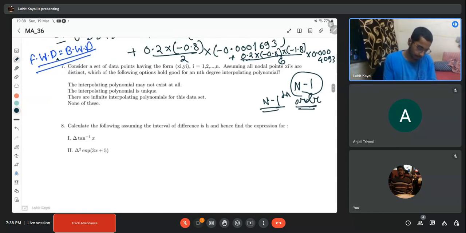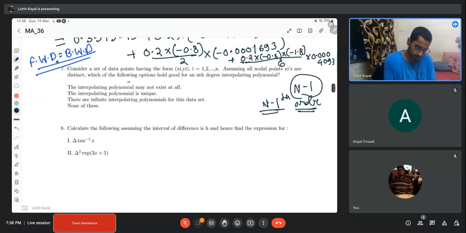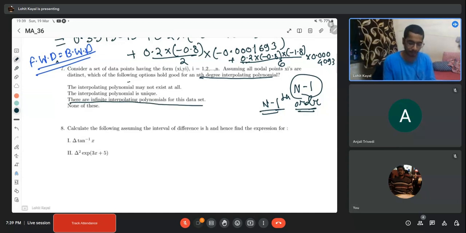Now, which of the following options hold good for an nth degree interpolating polynomial? In the question, it says that the polynomial is of nth degree, not the n minus 1th degree polynomial, so this polynomial cannot be exact. So there will be an infinite number of interpolating polynomials we can construct from the data set. So option C will be the correct option.